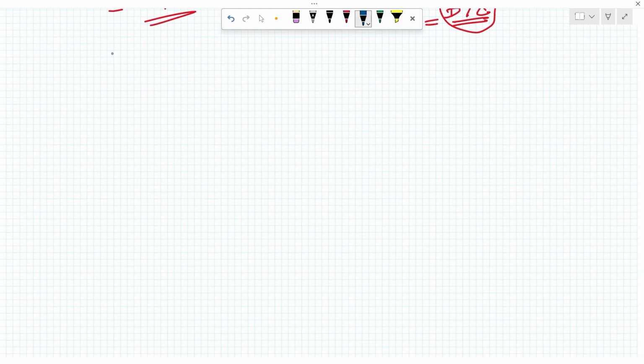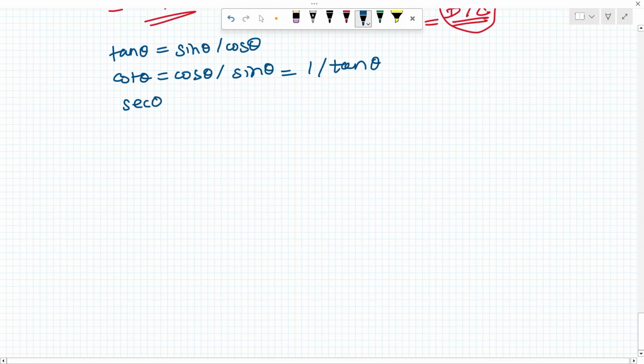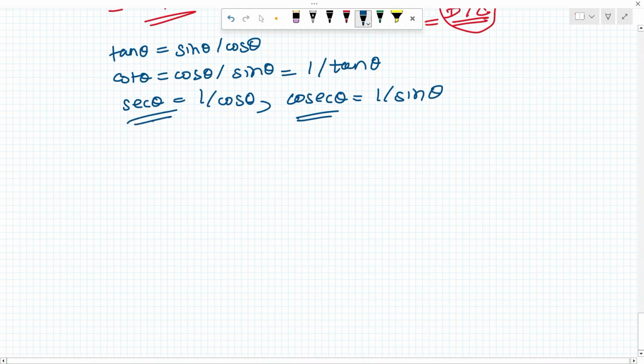Let me summarize. What did I say? All the identities. Tan theta is sin theta by cos theta. Cot theta is cos theta by sin theta, or 1 by tan theta. Sec theta is 1 by cos theta. Cosec theta is 1 by sin theta. It will take you some time to remember this very fluently, but no worries. It might be that I'm slightly rushing through this lecture, but that's because this is basics. So I'm just hoping that you all are able to easily understand what I'm trying to say.